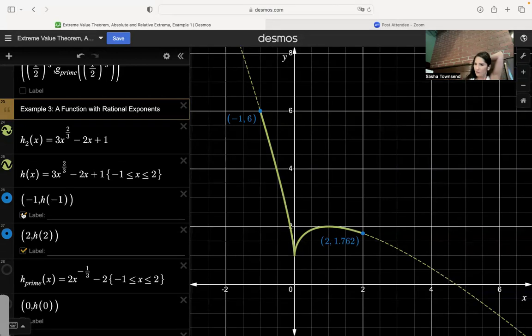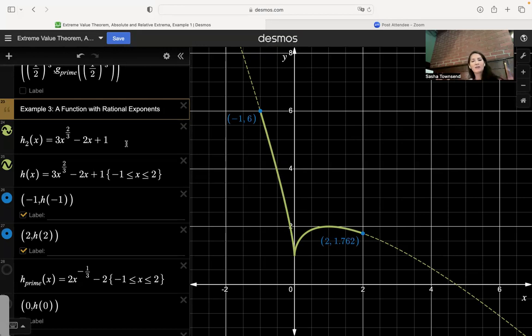And then you say to yourself, okay, does the extreme value theorem apply? And it does. This function is continuous because it's a sum of continuous functions. Are we on a closed interval? Yes. So we're guaranteed an absolute min and an absolute max. Where are the possible locations for the absolute max and absolute min?